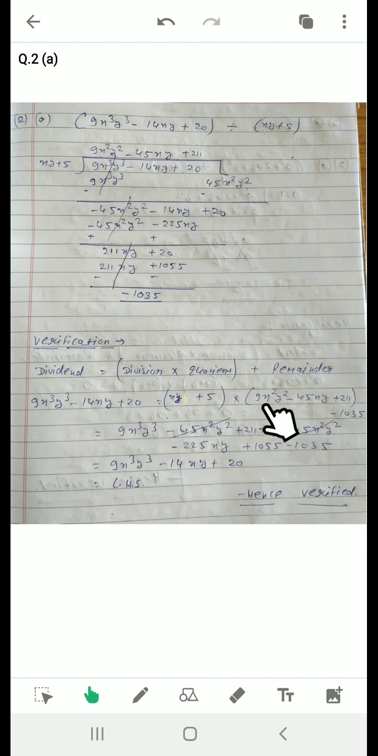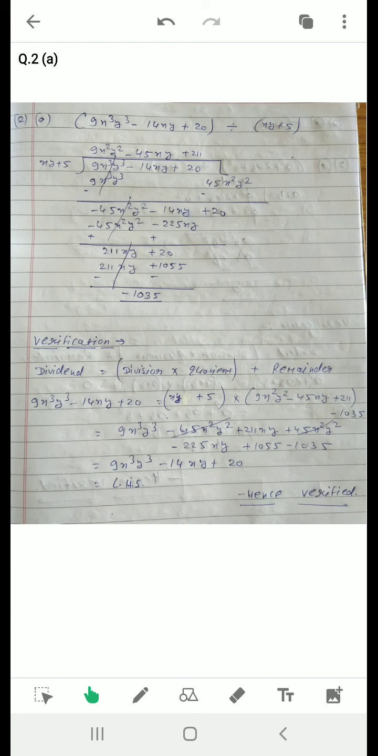So xy multiplied by 9x²y², that will be 9x³y³. xy multiplied by 45xy, that will be 45x²y². xy multiplied by 211, then I will get 211xy. 5 multiplied by 9x²y², 45x²y². 5 multiplied by 45xy, 225xy, and then 5 multiplied by 211, that will be 1055, minus 1035.